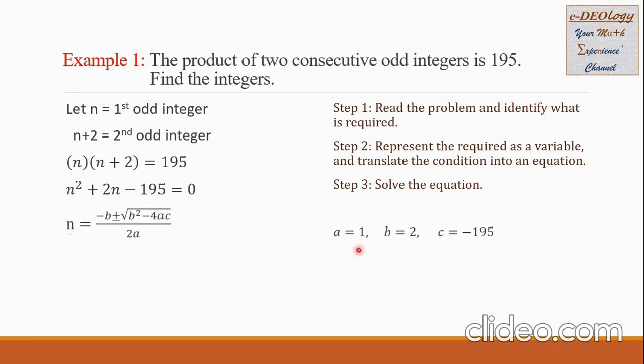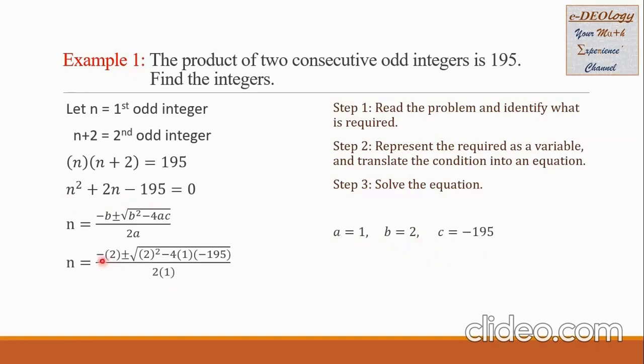And then we will collect the corresponding a, b, and c values. The a is the coefficient of n squared, and that is 1. The b is the coefficient of the n, that is positive 2. And the constant c is negative 195. Then we will substitute these three values.